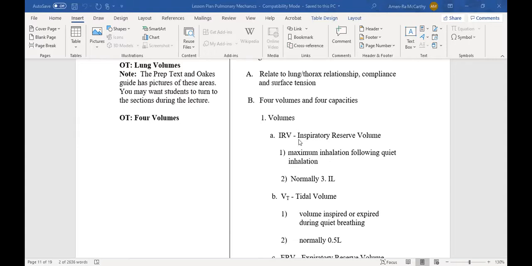You have your IRV, which is your inspiratory reserve volume. The definition of IRV is the maximum inhalation following a quiet inhalation. Remember when we said quiet and normal are the same thing, okay? When you take a breath in and out, those are quiet breathings, okay? And so what they're saying is IRV is after you breathe in normal or quietly, you suck in more air, as much as you can suck in. That amount above that quiet breathing is called your inspiratory reserve volume. And it is 3.1 liters.